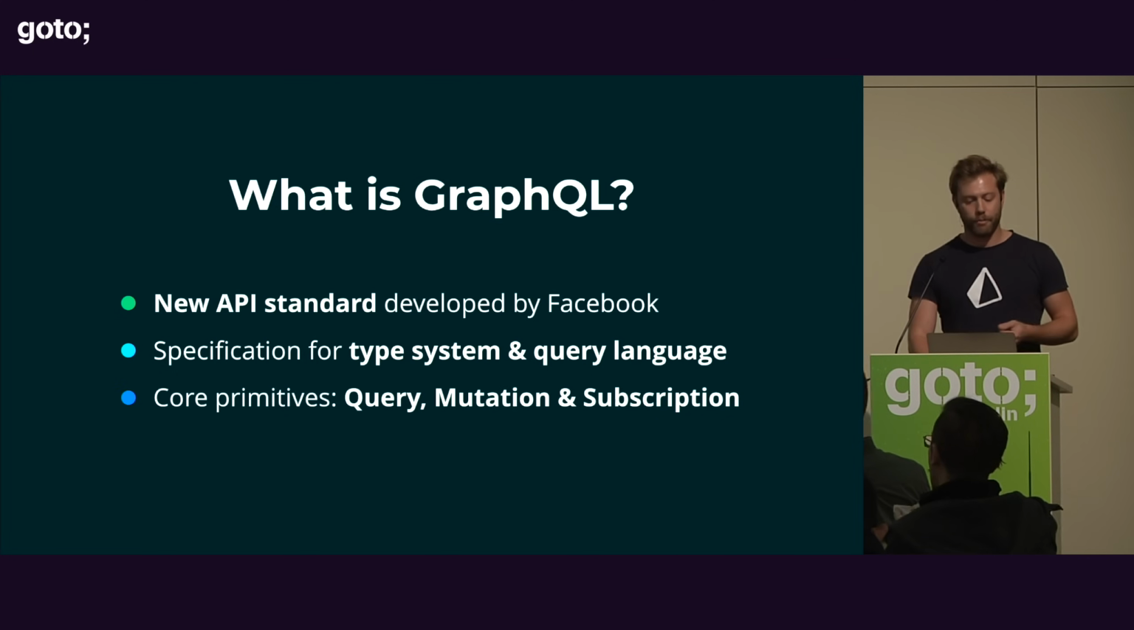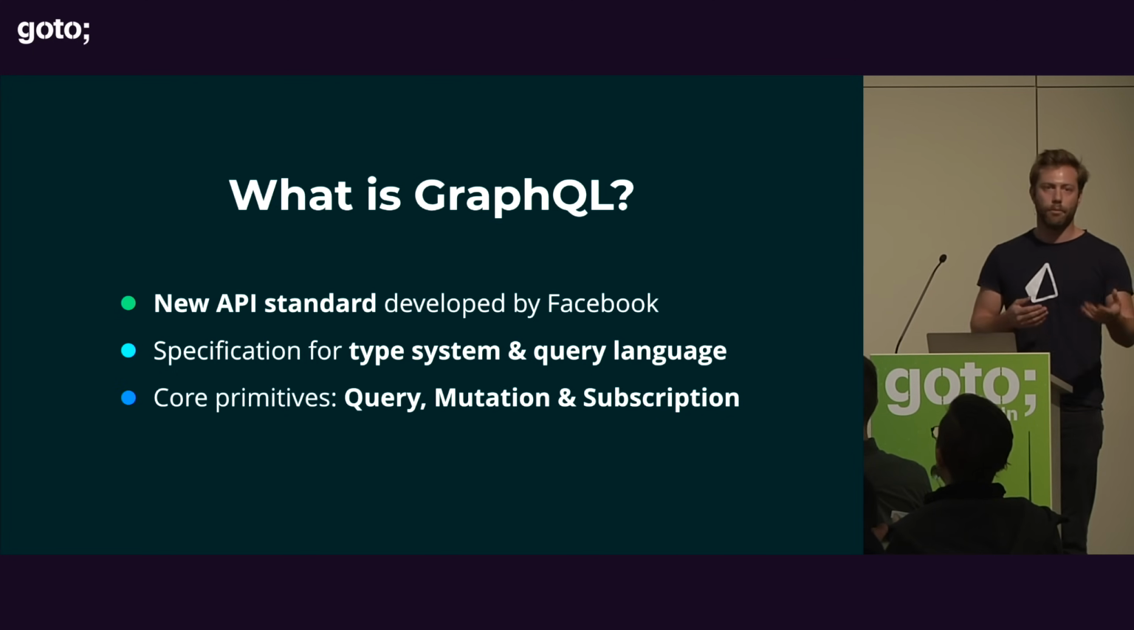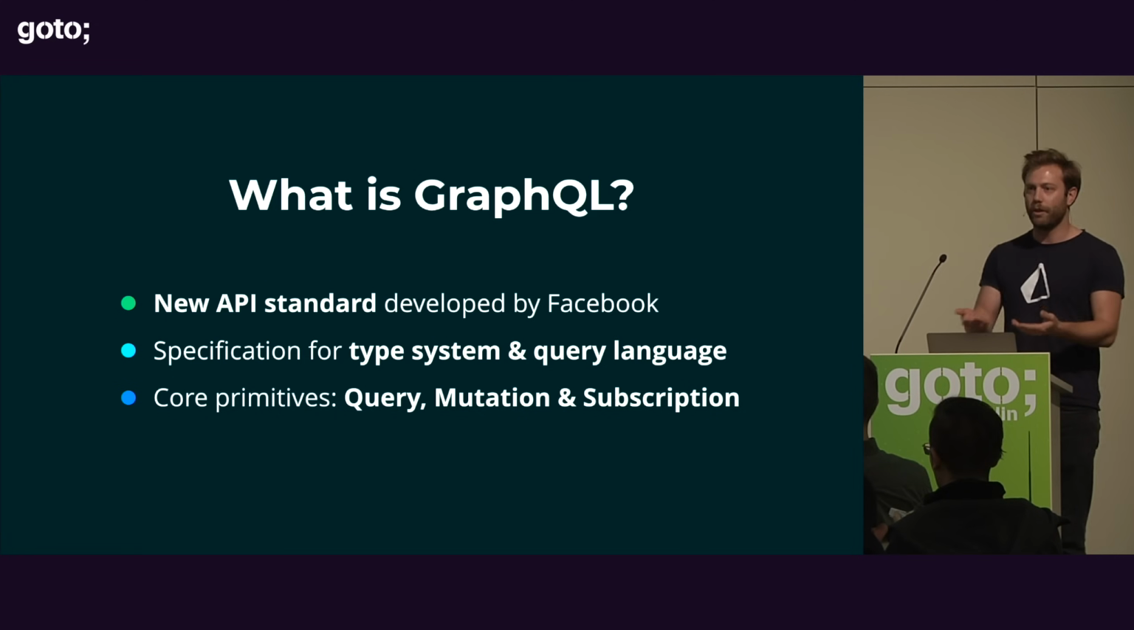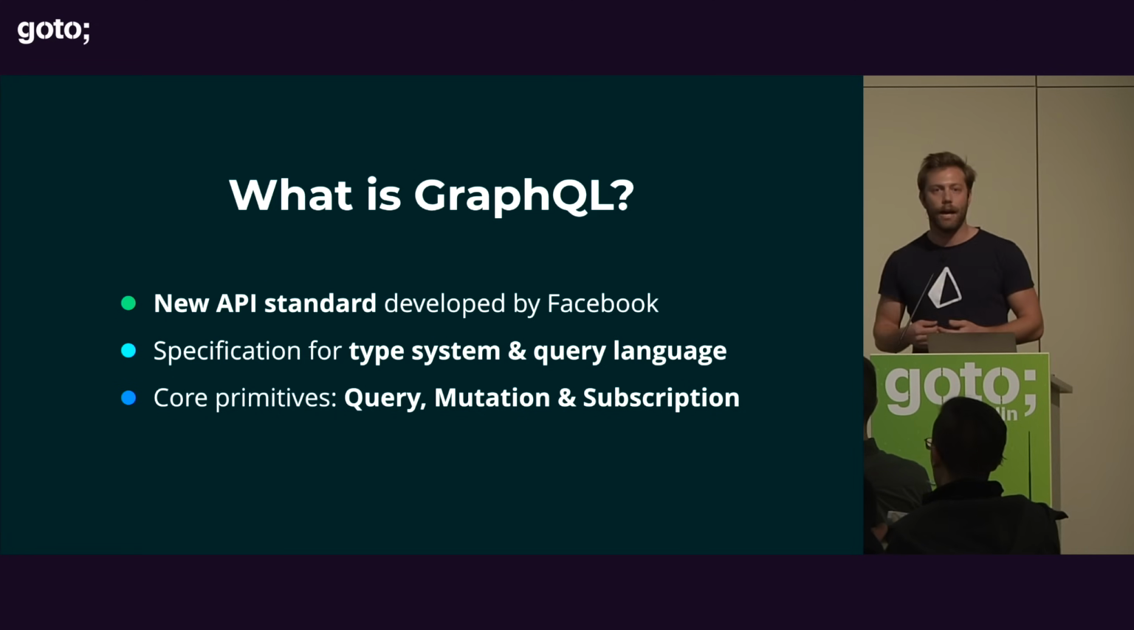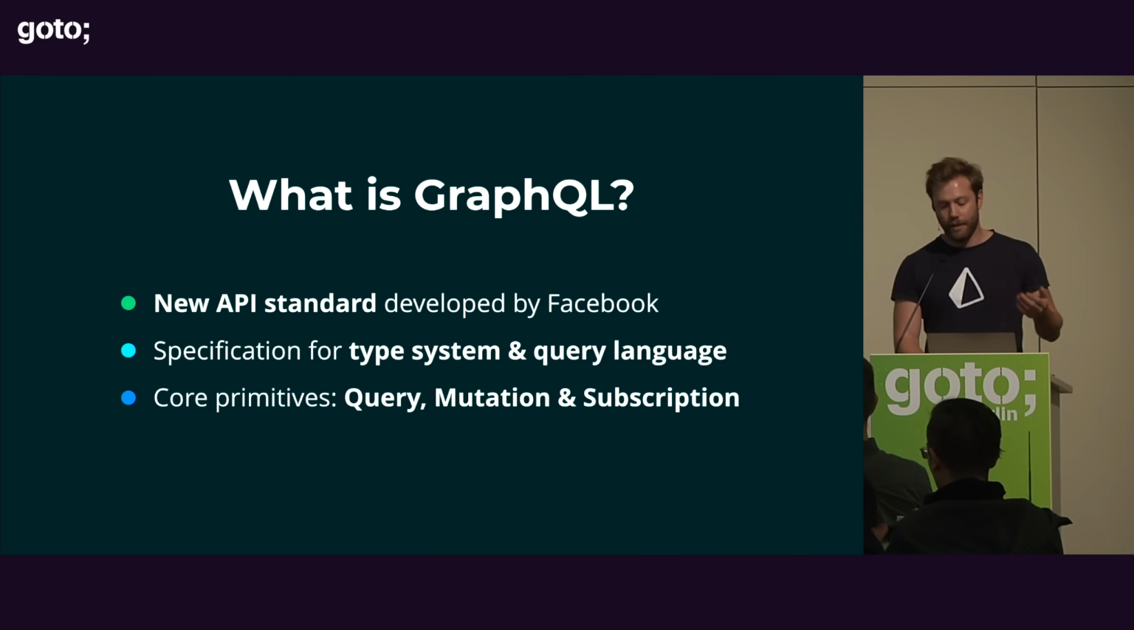There are three core primitives that we're going to learn about and that are called query, mutation, and subscription. Queries are the way in GraphQL how you can read data from an API, and mutations are the way how you can cause some sort of side effect on the backend. And then we also have subscriptions, which are for real-time operations, but we won't really cover them in this talk.